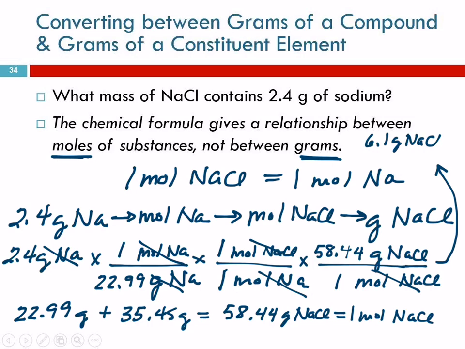6.1 grams of sodium chloride. So you could eat 6.1 grams of sodium chloride, and if you didn't eat anything else that contains sodium, you'd be within your limit of sodium intake. That's a lot of table salt to eat. Any questions? How did you get from 58.44 to 6.1?